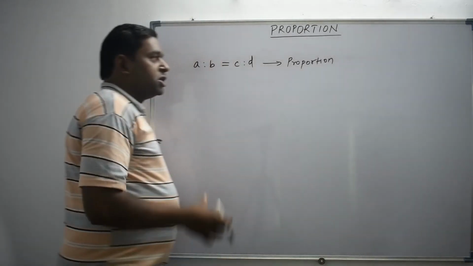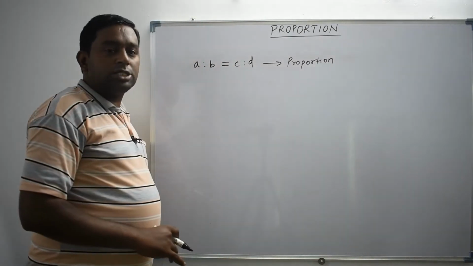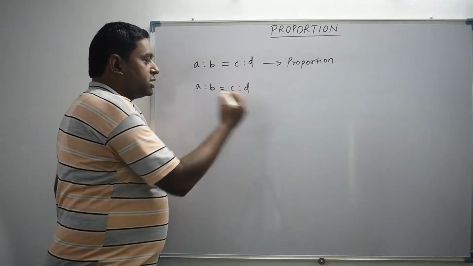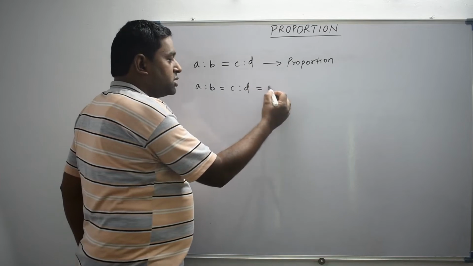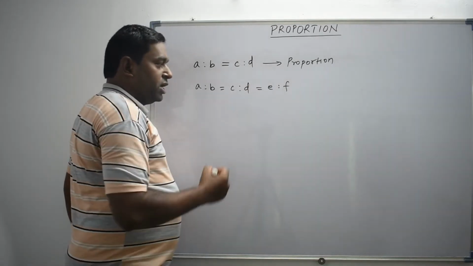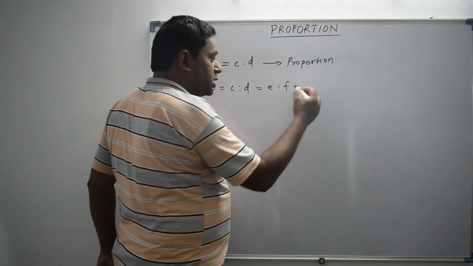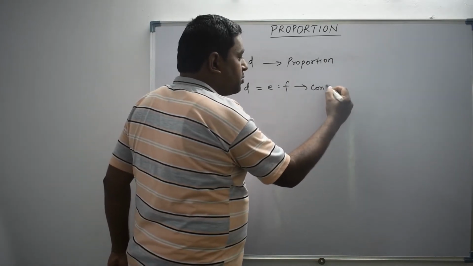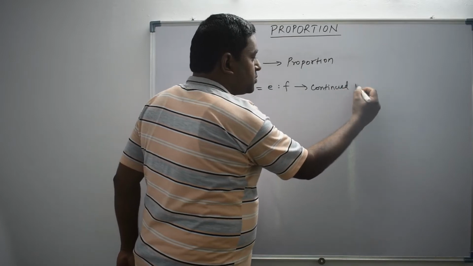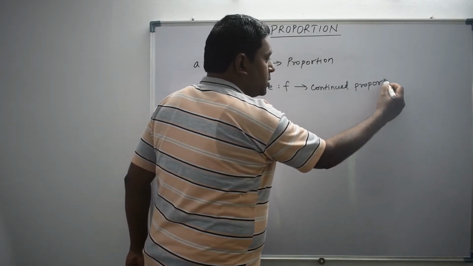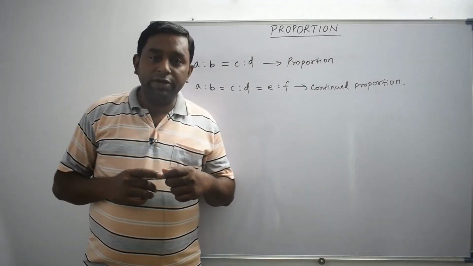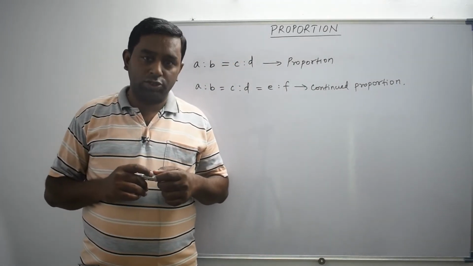So it's very simple. If two ratios are equal, it's called as proportion. Sometimes more than two ratios will be equal. That is, A is to B is equal to C is to D is equal to E is to F. If more than two ratios are equal, that is also called proportion, but this is said as continued proportion. So proportion is equating two or more ratios.